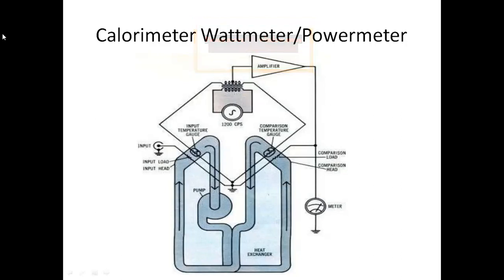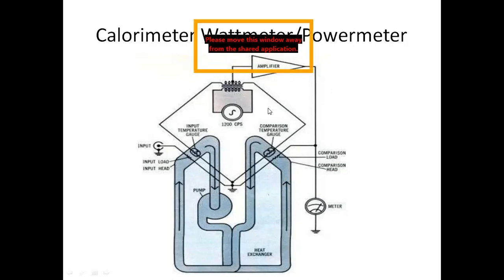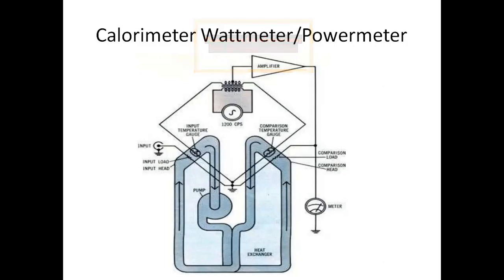makes the whole bridge unbalanced. Unbalanced means there is some temperature difference. Basically, using 1200 cycles per second, there is a specified temperature. After applying the input to the load and that heat is dissipated into the input temperature gauge, some temperature change happens inside the circuit. That temperature difference is measured by the comparison temperature gauge at the right hand side.